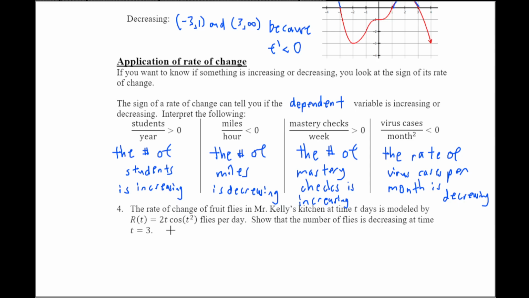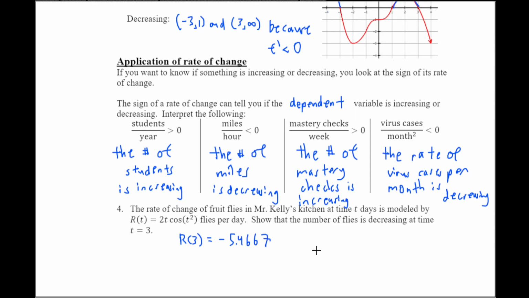So here's a really tricky problem here. 4. The rate of change of fruit flies in Mr. Kelly's kitchen at time t days is modeled by r of t equals 2t cosine t squared flies per day. Show that the number of flies is decreasing at time t equals 3. So notice here, r of t is already the rate. If this is already the rate, so all we have to do here is just plug in 3. If you do this on a calculator, you would get a negative 5.4667.